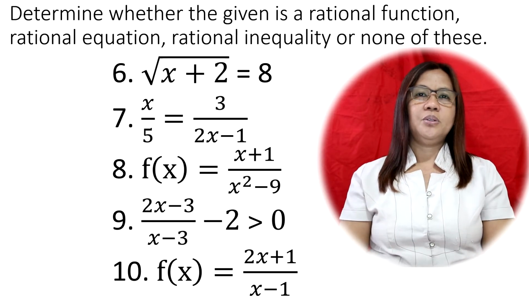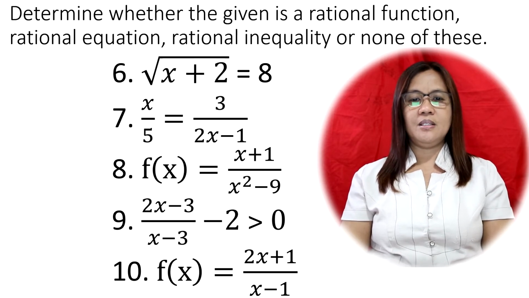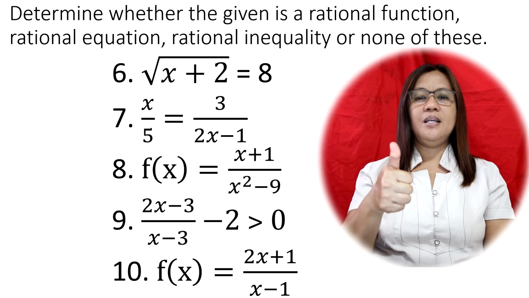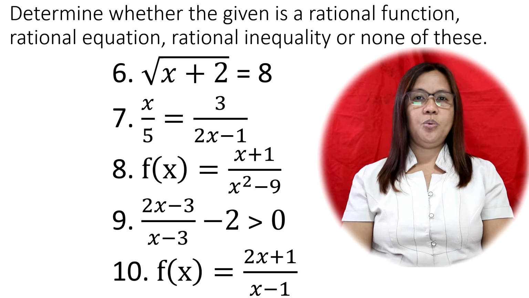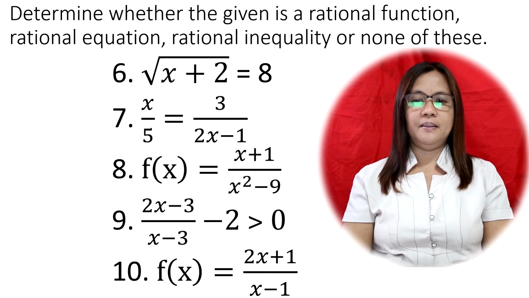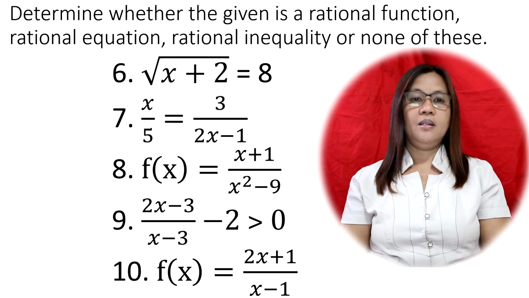Number 9. (2x − 3)/(x − 3) − 2 > 0. True, it's a rational inequality. Number 10. f(x) = (2x + 1)/(x − 1). Very good, it's a rational function.